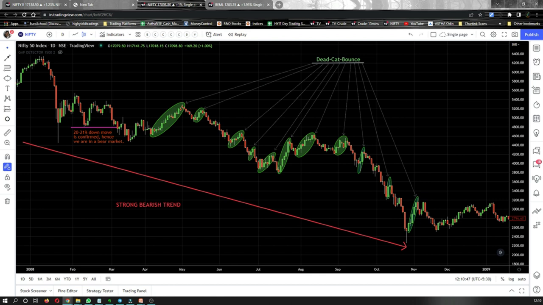Now, please note that this is the point where you are anticipating that the dead cat bounce may happen. You are not initiating a buy trade here. You initiate the buy trade when the high of the candle that took the support at the support level is broken.